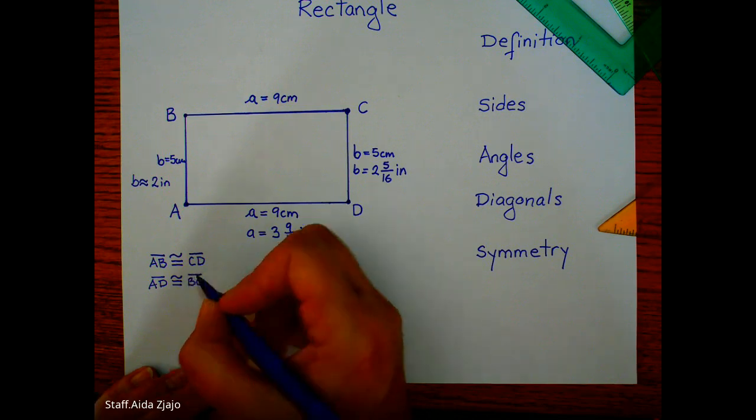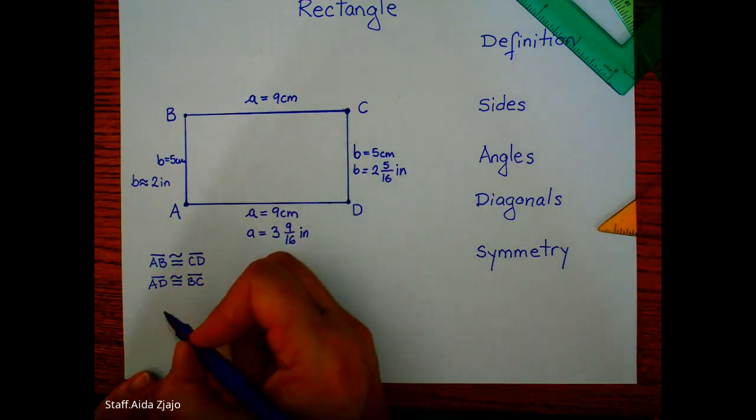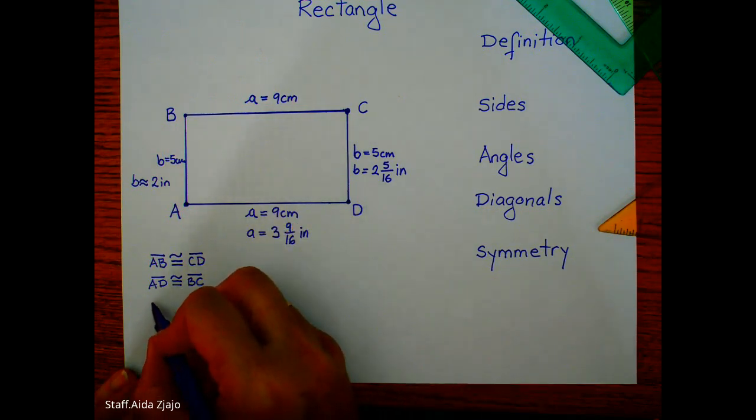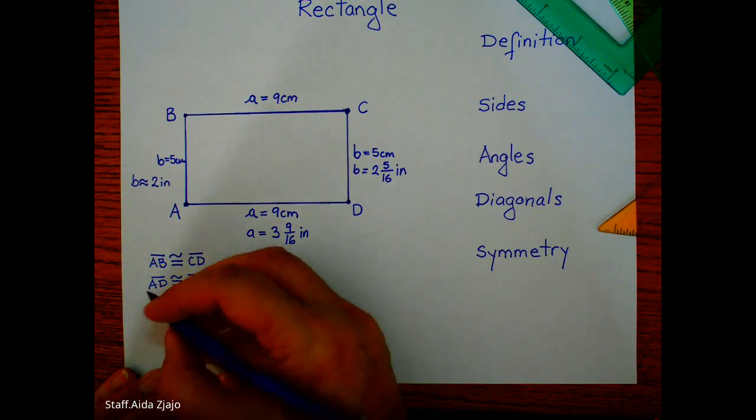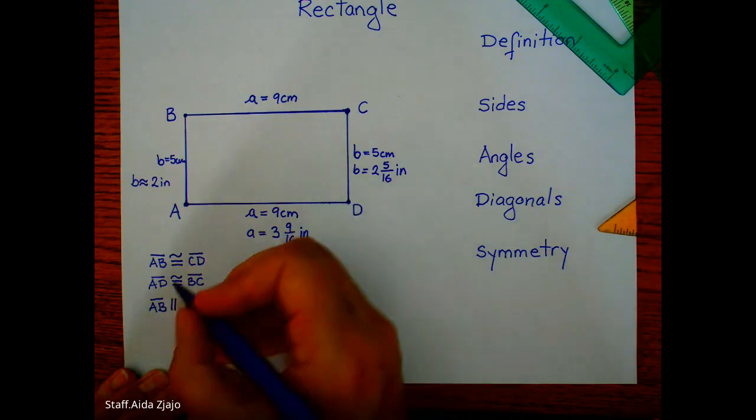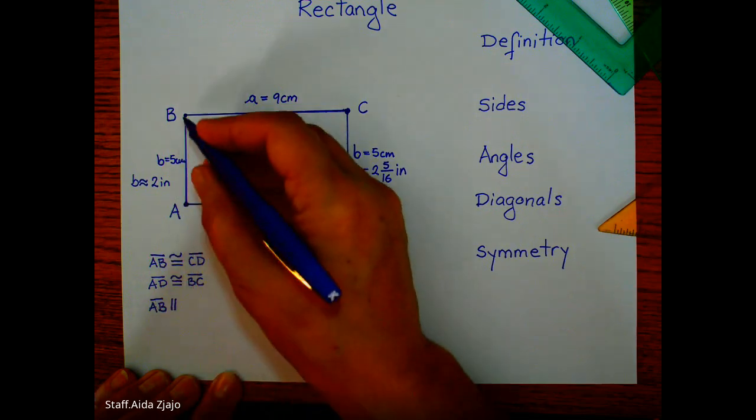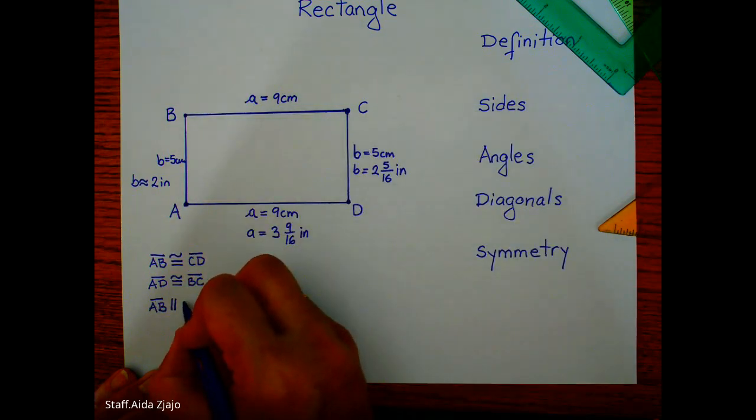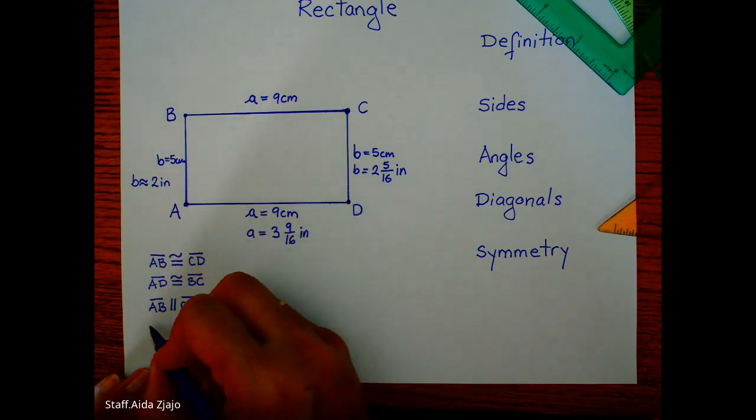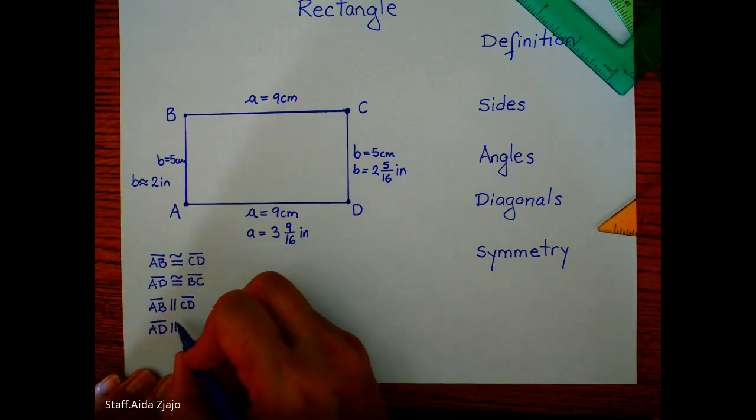We can also use parallel lines. We can say that the AB line segment is parallel, and those are the two parallel lines, upside down and vertical, to CD line segment. And then we can also say that AD line segment is parallel to BC line segment.